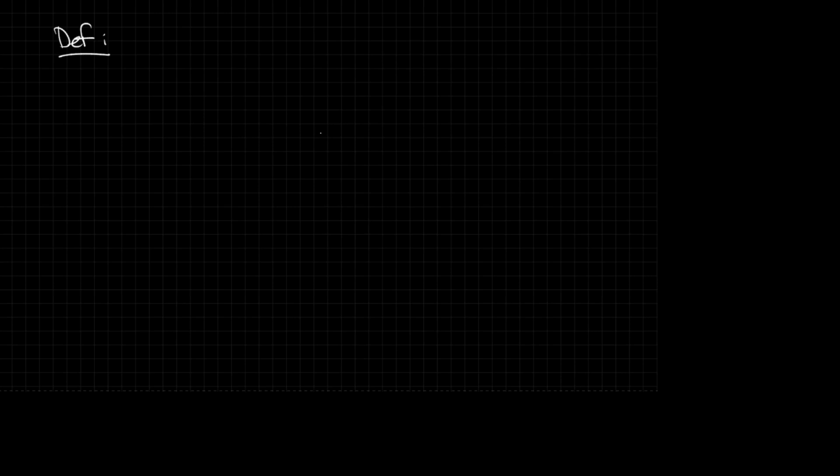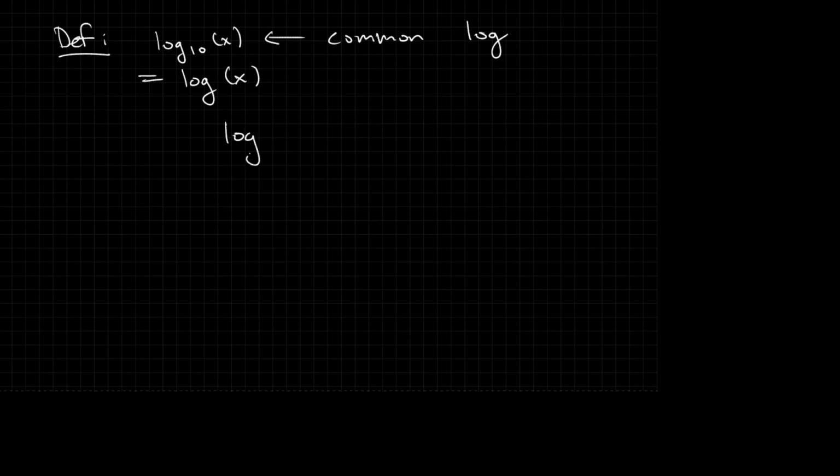There are a couple of logarithms with particular bases that are much more important than logarithms with other bases. So the logarithm with base 10 of x is called the common logarithm. And when we write log without any base at all, it's assumed that the base is 10. So for example, if you wanted to do log of 100, then this means log base 10.